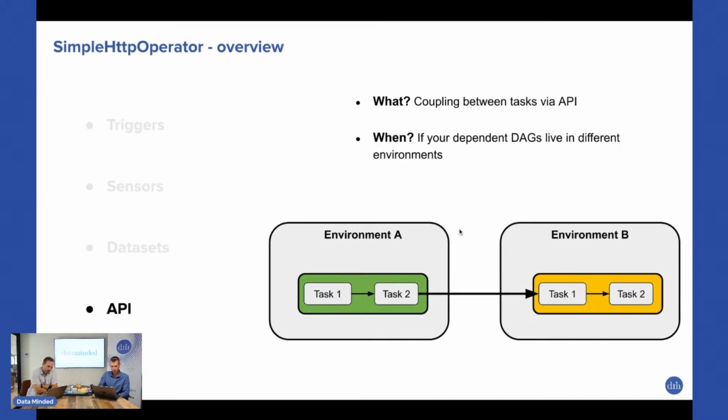And then the last one is by use of the API, a simple HTTP operator. This is also very similar to the trigger operator, but it works over different environments. So the 3 previous ones are mostly used within an environment when you want some connection between DAGs. If you want a connection over environments, then this won't work anymore, and you need to use the HTTP operator.